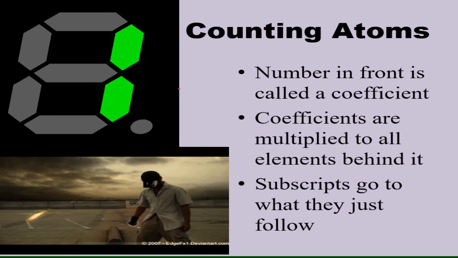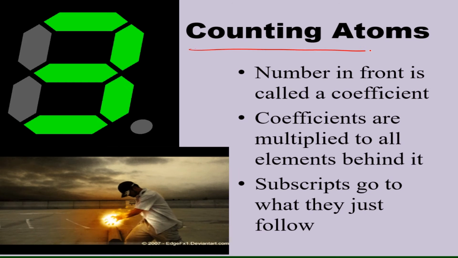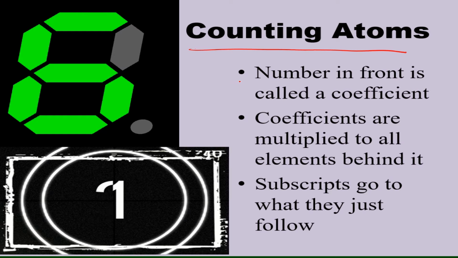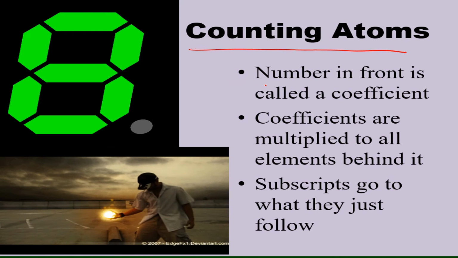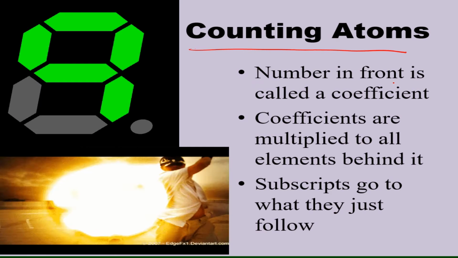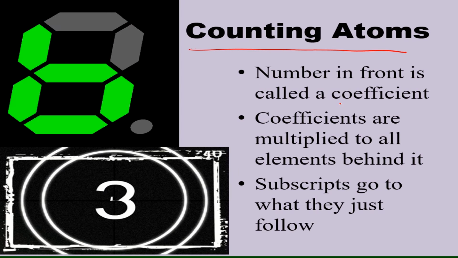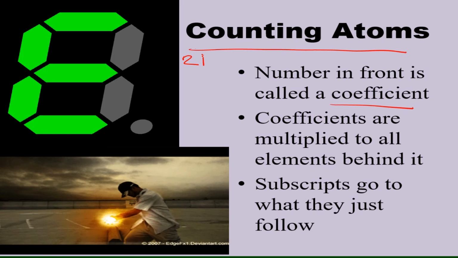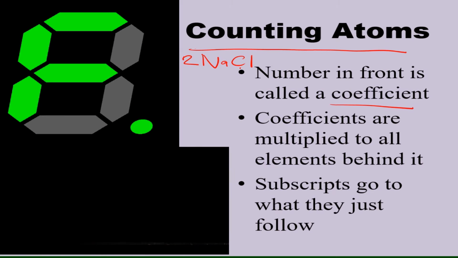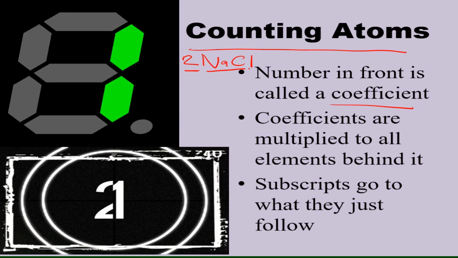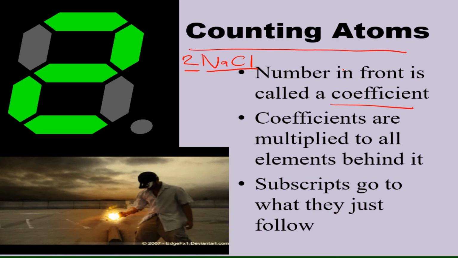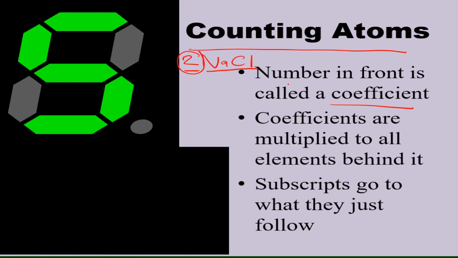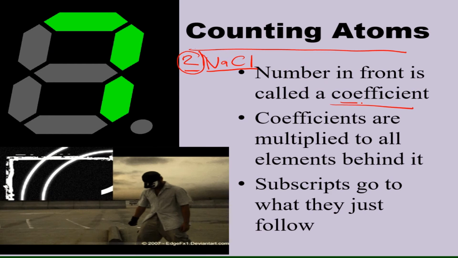And this next one is about counting atoms. Now, how do we count atoms? It is very simple. Let's just analyze this first, before we proceed to our example. Now, counting atoms is so simple. The number in front of the atom is called a coefficient. Let's say, for example, I have here 2 NaCl, meaning I have 2 sodium chloride molecules. So the number 2 here is the coefficient.